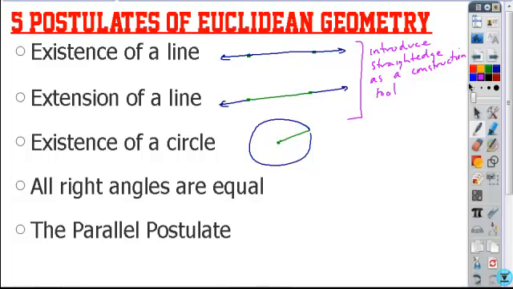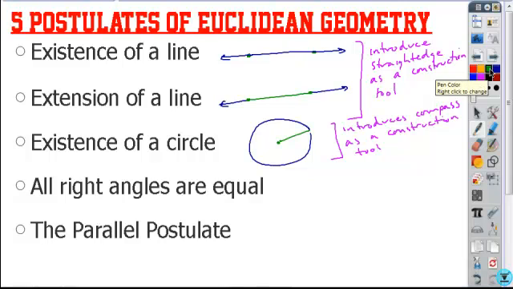Okay, this third one by itself introduces the compass as a construction tool. And again, that's really about it. It just allows you to introduce this. It doesn't talk about the measurements involved, just that you can construct a circle.